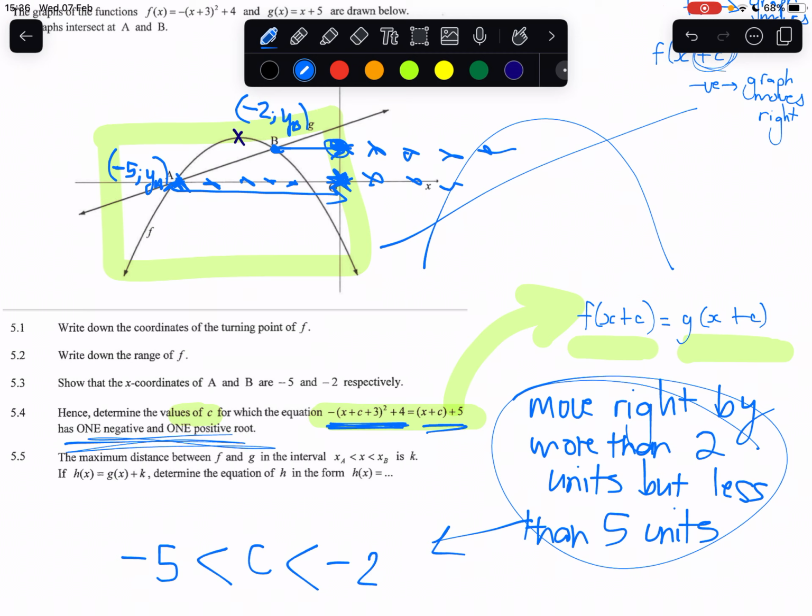And likewise, if we move it by exactly 5 units to the right, then A is going to end up here on the origin. So its x-coordinate is 0. Again, neither positive nor negative. And the question wants us to have one negative, one positive root. Okay, so that is that on that. I think I might need a new page for the next question, so let's quickly do that.